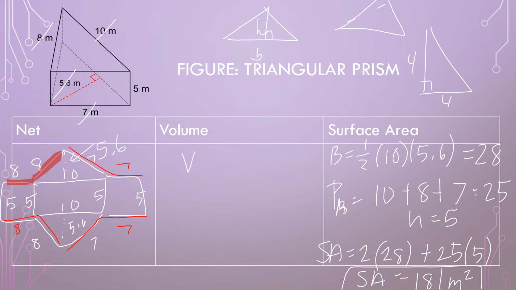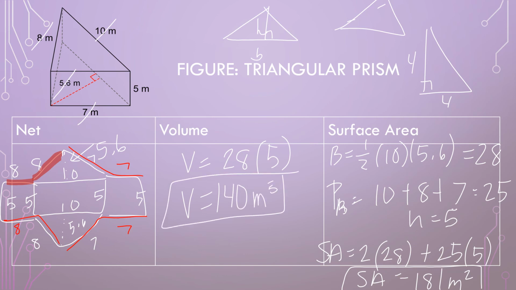For the volume, it's still b times h. So we already figured out our b, which was 28, and the height, which is 5. Multiply those two together and you get 140 meters cubed as your volume for this triangular prism.